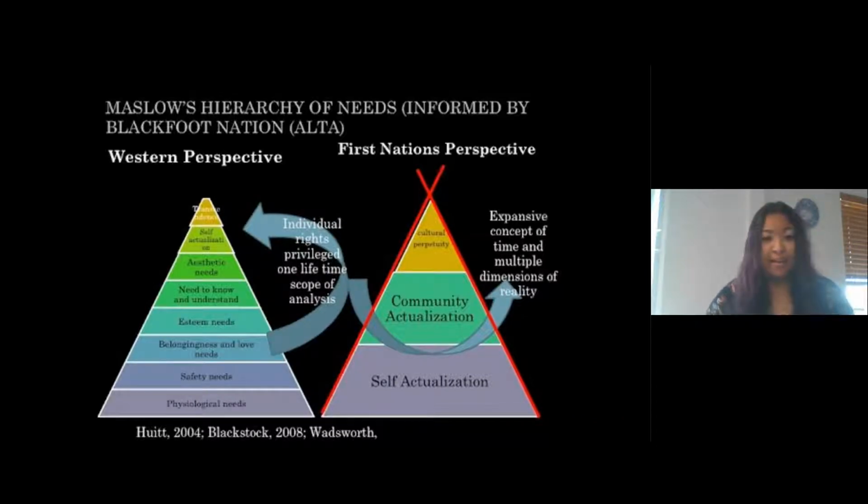So recently, this has been shaking up my presentation a little bit. I found out that Maslow based his hierarchy on a philosophy from the Blackfoot Nation. And the way they structure it is, first, self-actualization. So that's where all your basic stuff is. And then community actualization, and then cultural perpetuity. And I think that's really relevant to what we do, because we need to bring in the community, right? We need to reach the community, and then we can perpetuate whatever the culture, the history, the story of our place is.